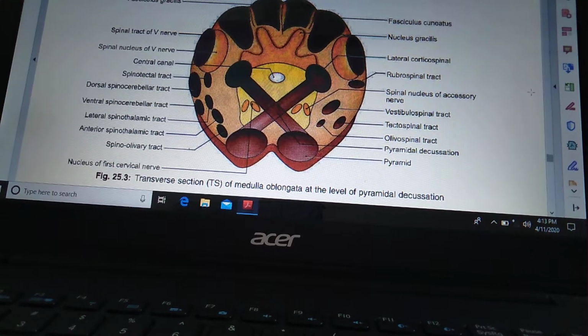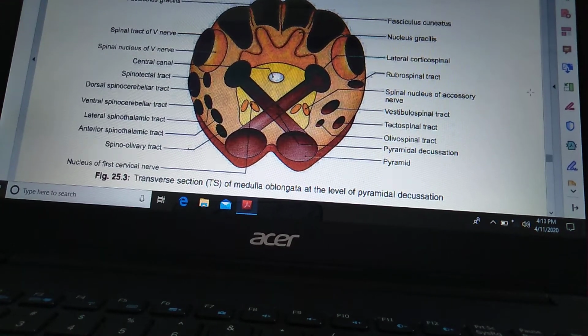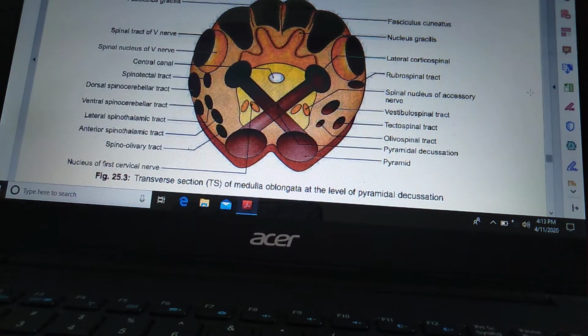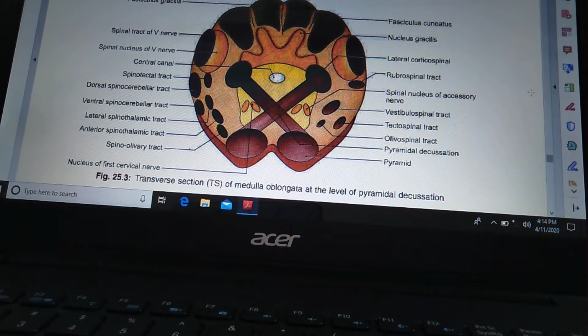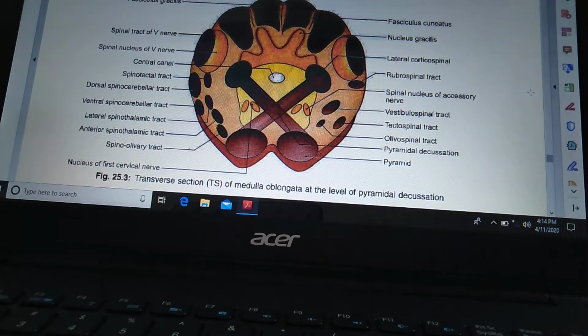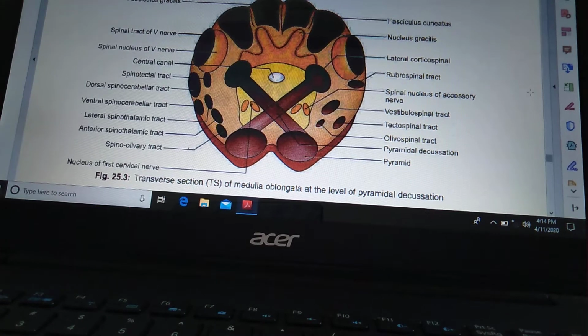In the gray matter you can see the decussating pyramidal fibers separate the anterior horn from the central gray matter. The separated anterior horn forms the spinal nucleus of the accessory nerve, this one, and the supraspinal nucleus for the motor fibers of the first cervical nerve. Here you can see that. So these two nuclei are formed by the fibers that separate the anterior horn, the decussating fibers of the pyramidal tract.